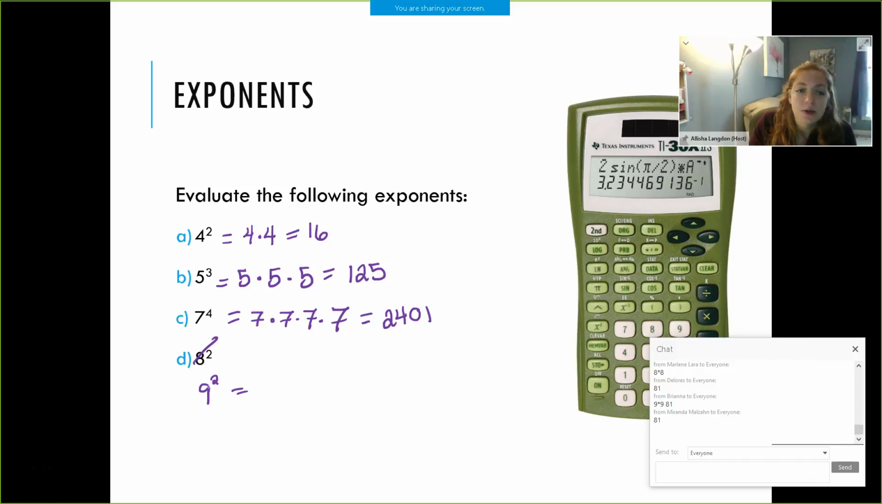Exactly. 9 is your base. 2 is your exponent. So we're going to take our base and multiply it by itself, which is 81.